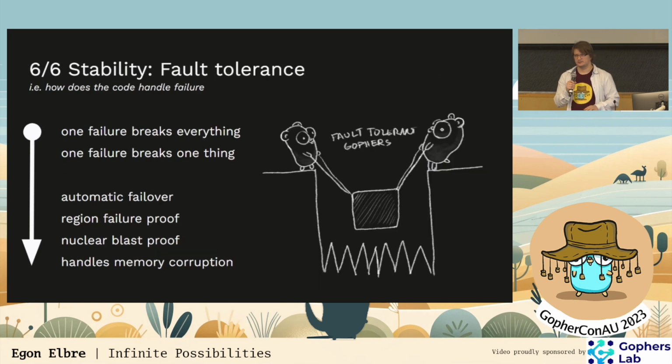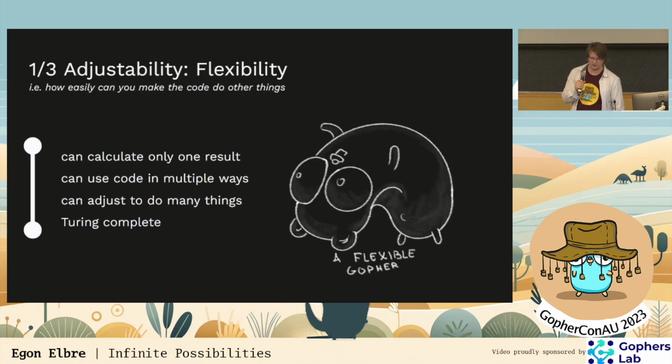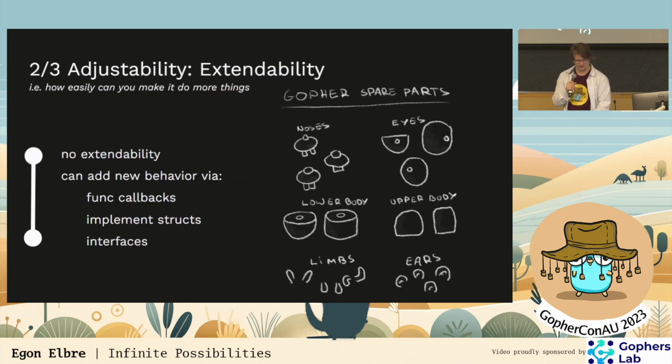And fault tolerance. How do you cope with failure, in life, in code? Anyways, there's also adjustability. How flexible is your code to make it do new things? Or how easy is it to add new things to it?